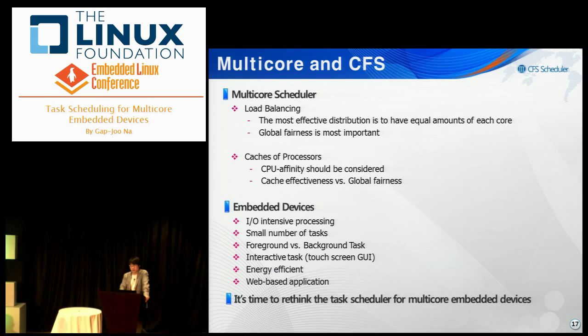But as you know, task migration may cost some overhead and it may also increase the cache miss rate. So the second consideration of a multicore scheduler is to maximize cache effectiveness. However, predicting cache effectiveness is very difficult because it is influenced by the workload, CPU architecture, and so on. But in the case of embedded devices, like smartphones, we can find some common features like this. So we think it is possible to design a new scheduler that efficiently supports multicore embedded devices.